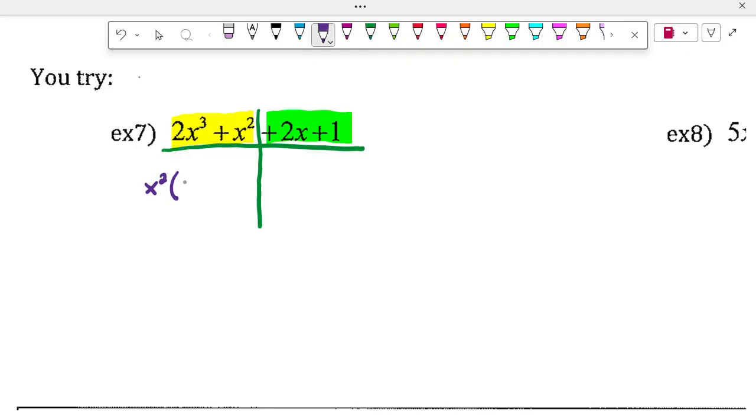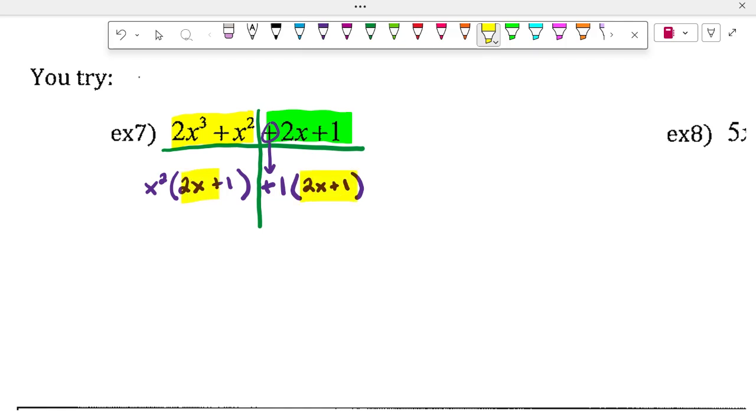Nope. What's 2x cubed divided by x squared? 2x. And then x squared divided by x squared is 1. Now, what did I tell you to do for the next group? Bring down the first sign. So your GCF is going to be positive. Now, is there a GCF there? No. So if there's not, then you say 1. So if there's no GCF, you don't just leave it blank. You got to say 1. So that's 2x plus 1.